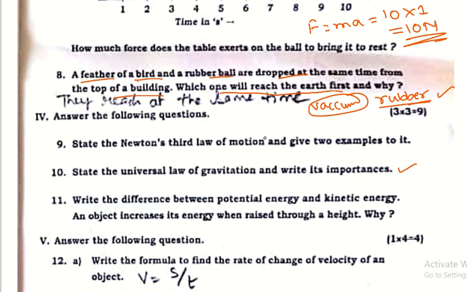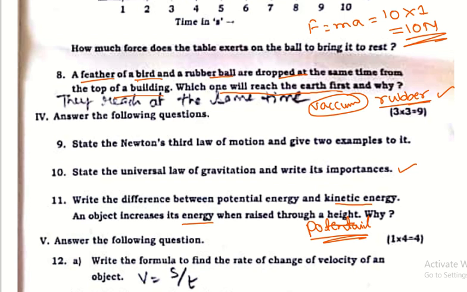Write the difference between the potential energy and kinetic energy. The potential energy is the energy that an object gets by its position, and kinetic energy is the energy that it gains from being a moving object. So an object increases its energy when raised through a height, because of the acceleration due to gravity, it raises the potential energy. The potential energy is gained by that object, therefore it gets a high energy.